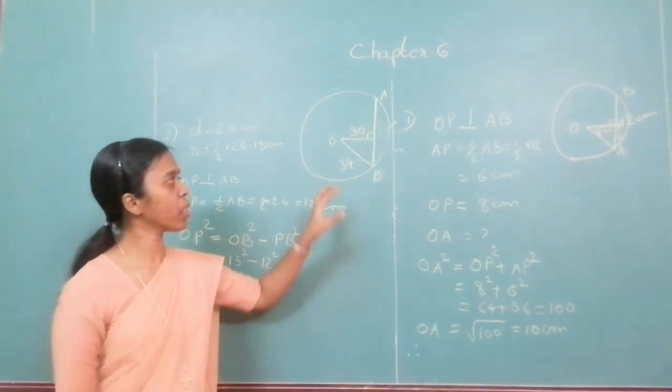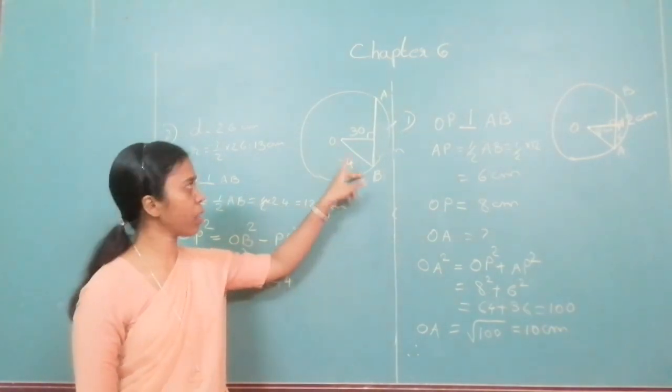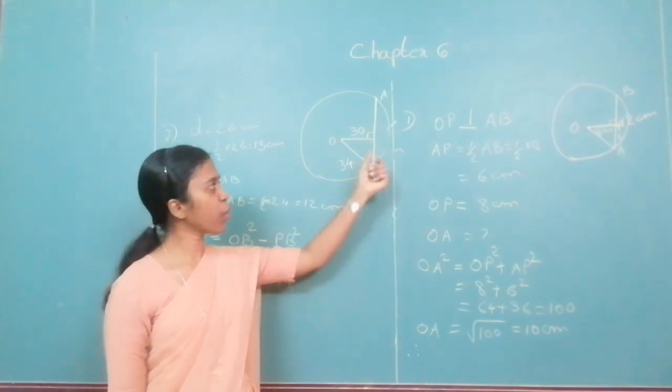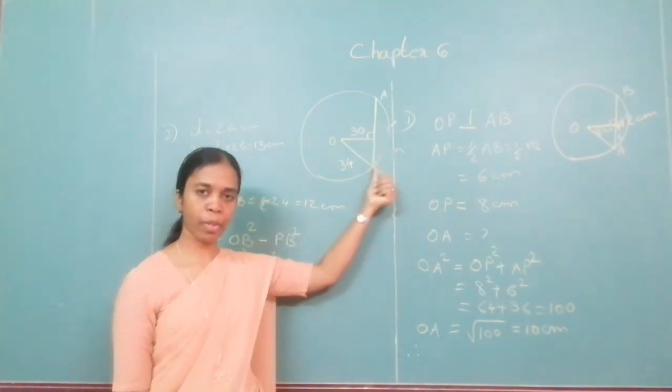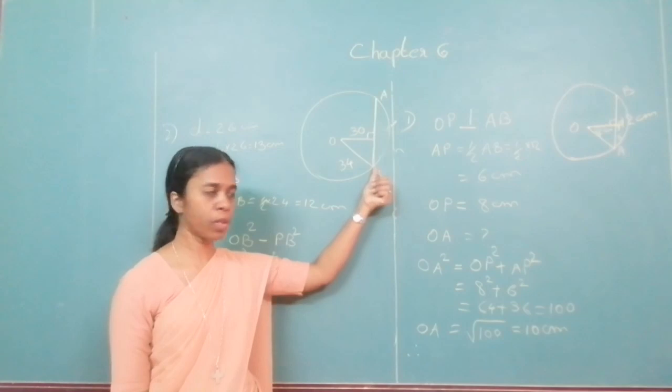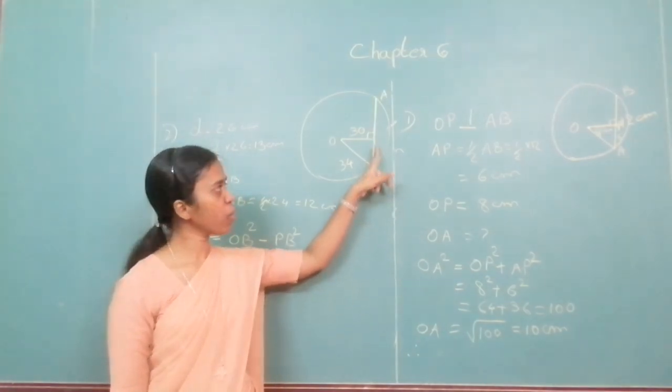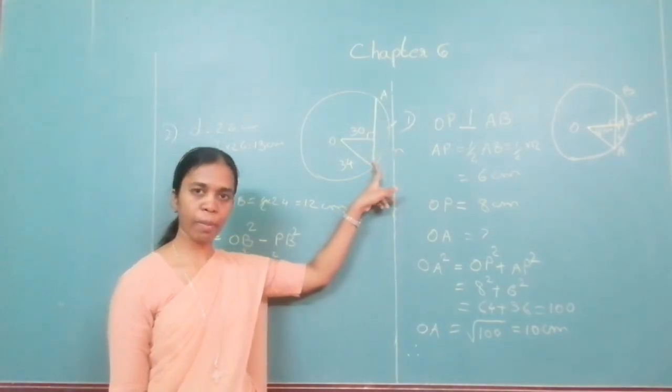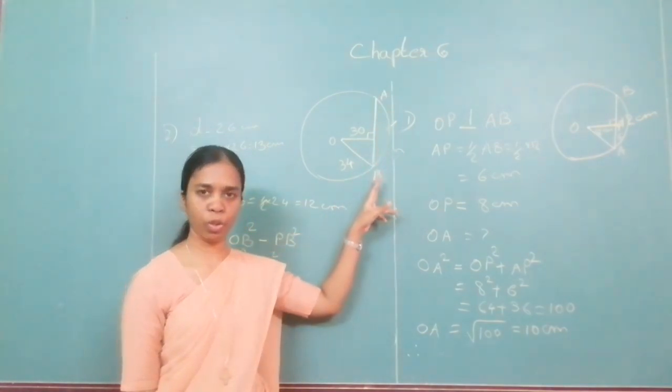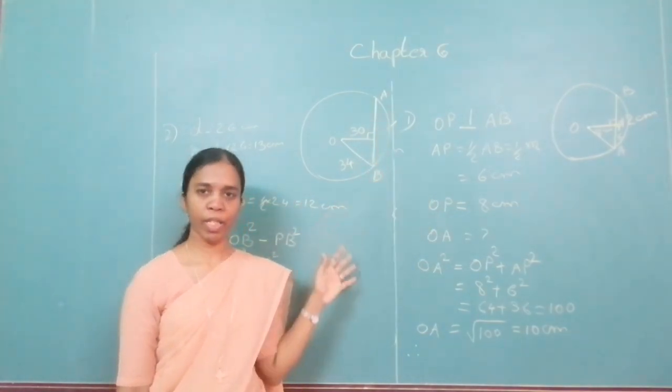How will you do it? What is given? Radius is given. This is given. So you can find this by using Pythagoras theorem. You will find this. Once you find this part, multiply by 2, that will be the length of the chord. It is similar to whatever we have done so far.